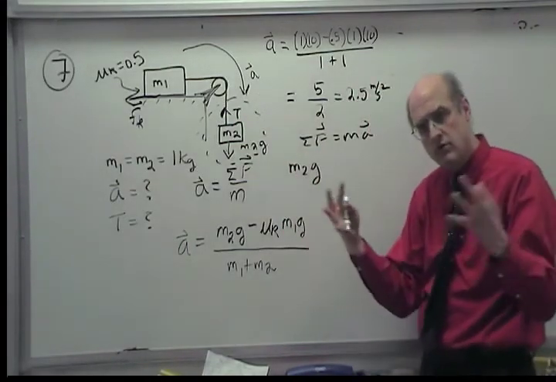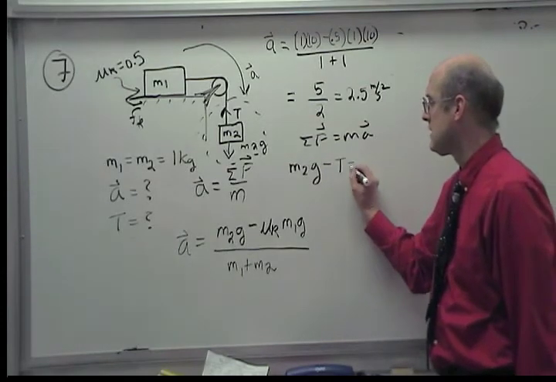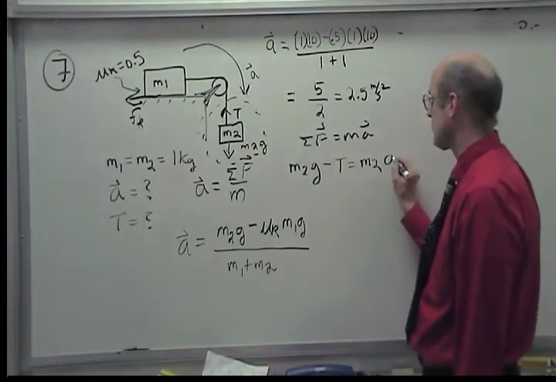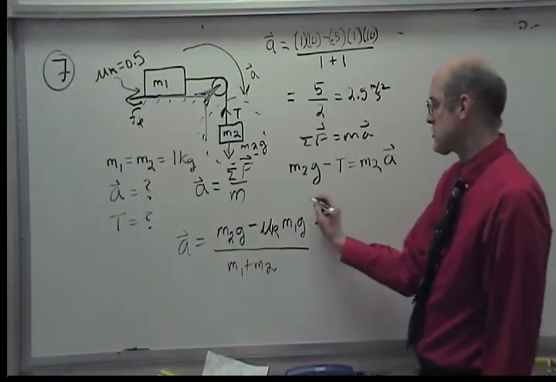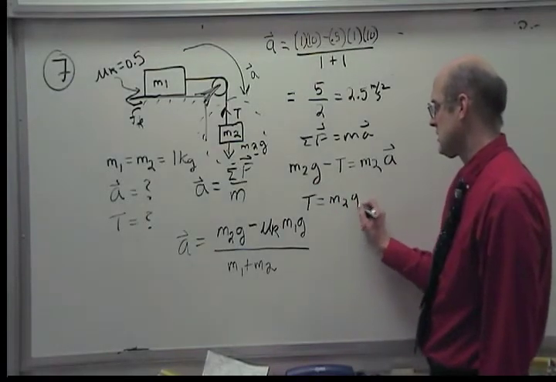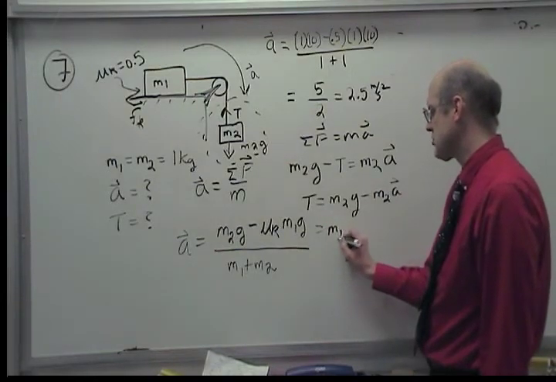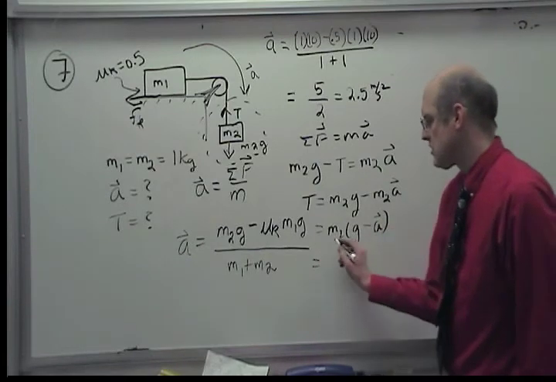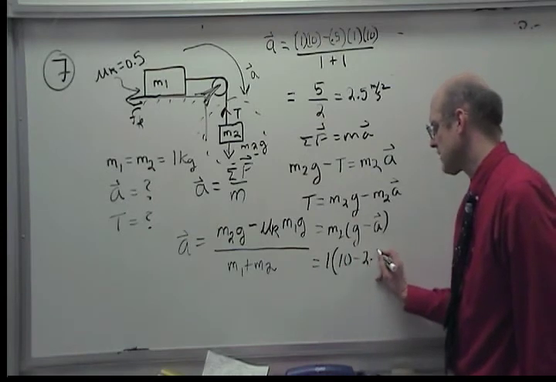So I have to sum those two, but since they're oppositely directed, we get M2g minus T equals the mass of the system, which is now just M2, times the acceleration, which we know to be 2.5 meters per second squared. So now we solve this for tension. So the tension then is equal to M2g minus M2a, or M2 times the quantity g minus the acceleration. So we have 1 times the quantity 10 minus 2.5.